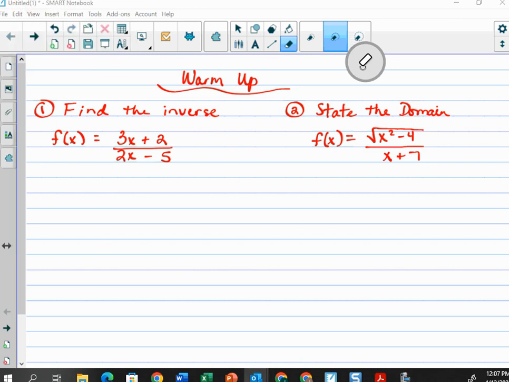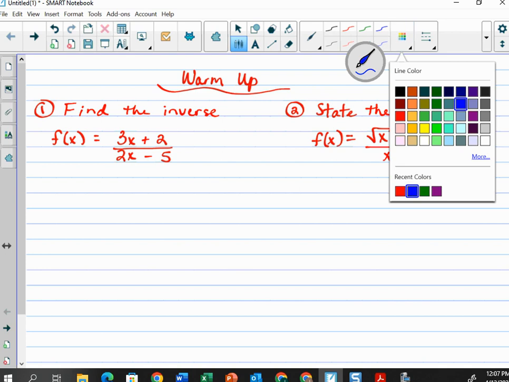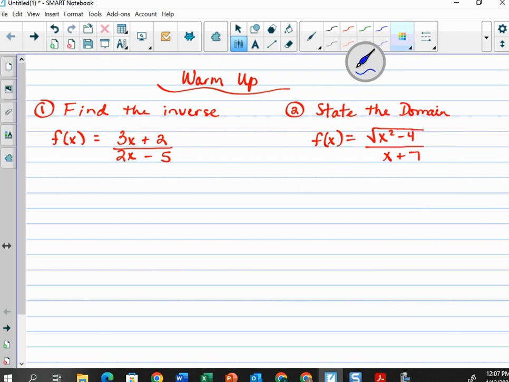All right, guys, let's go through the warm-up. All right, guys, up here. Okay, so first one, find the inverse. What do we do to find inverses?